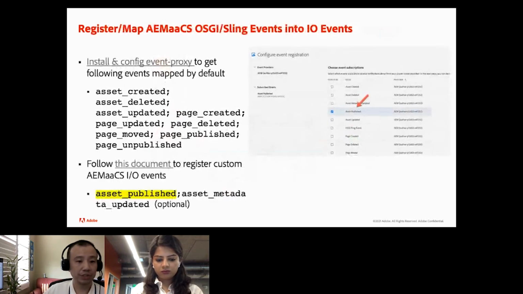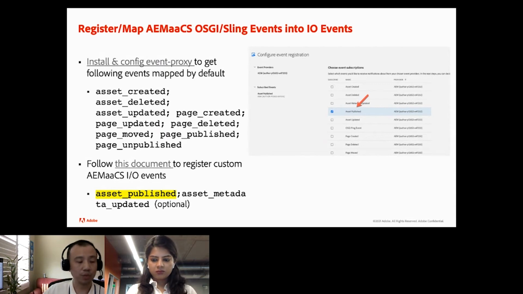Now let's take a closer look with a little bit more technical details. First of all, to set this up, you need to install a package called Event Proxy. That is to map or register any AEM events into I/O events. Once everything is configured properly, the following events will be mapped and registered out of the box, for example assets created, assets deleted, pages created, pages updated. For our use case, we need to register the event called assets published.